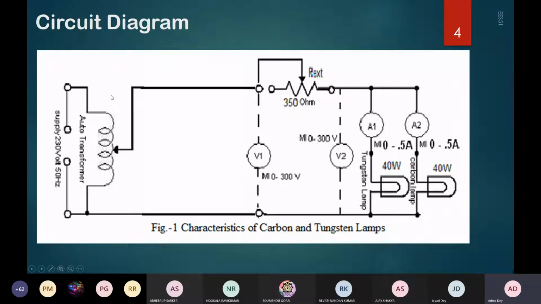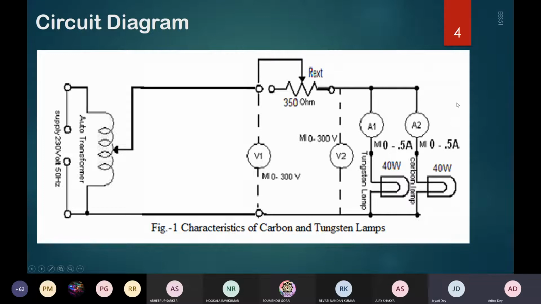And then what is the input voltage through auto transformer? For that we use another voltmeter V1, through which we'll see the input voltage, and we'll note down the drop across the lamps. And then V1 minus V2 will give you the drop across the external resistance rheostat, which is linear. And these two are non-linear resistances, because one is having positive temperature coefficient and carbon is having negative temperature coefficient. So this is all about the circuit diagram.